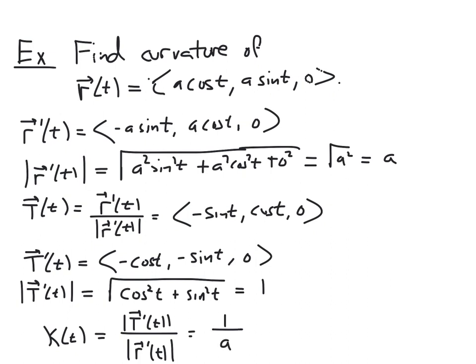So our curvature at any point t is a constant, as we would expect, and it's positive, which again we would expect, and the constant is 1 over a, where a is the radius of the circle. And so this really doesn't depend on the circle at all, it's just the radius. So what this tells us is that the larger the circle, the smaller the curvature.